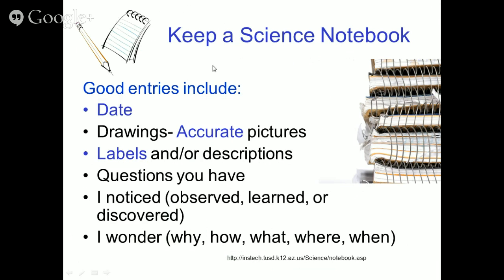Keep a science notebook. Good entries include the date. If you're doing an experiment over a week, which is recommended, you're going to put the date each day. Drawings, accurate pictures. Now we have cell phones. You can take cell phone pictures if you want. Labels and or descriptions. Questions that you have. I noticed statements. I observed, I learned, I discovered. And then I wonder statements. If you notice something, hopefully it also clicks in your head and makes you wonder, well, if that happened, then why? Or where did that come from? So all of that goes in your science notebook.